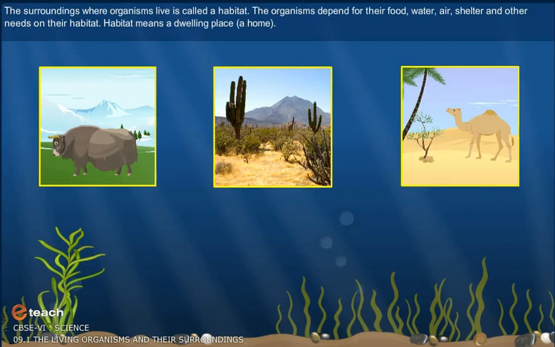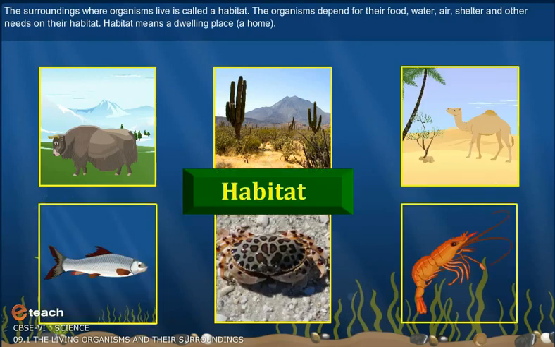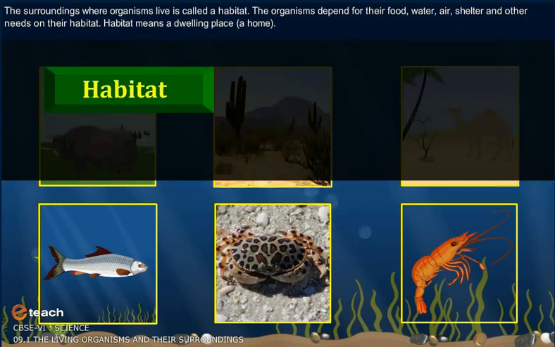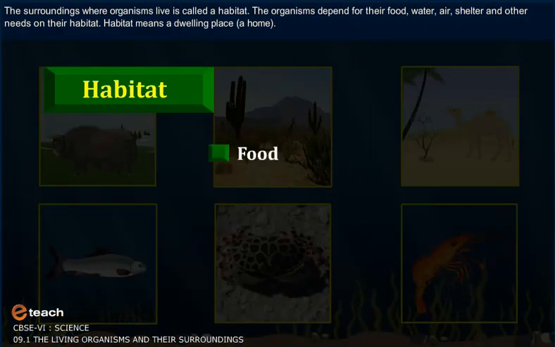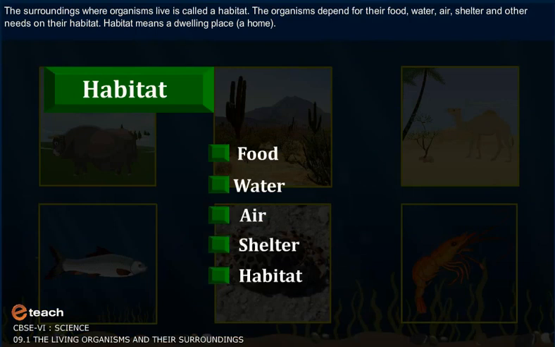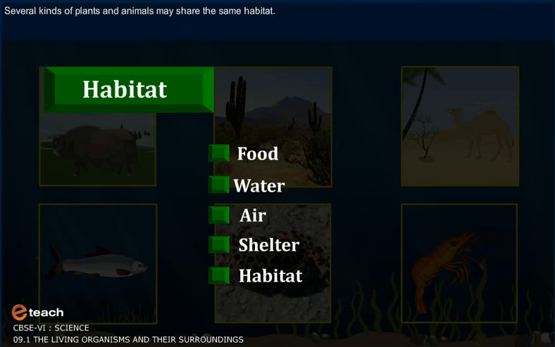The surroundings where organisms live is called a habitat. The organisms depend for their food, water, air, shelter, and other needs on their habitat. Habitat means a dwelling place, a home. Several kinds of plants and animals may share the same habitat.